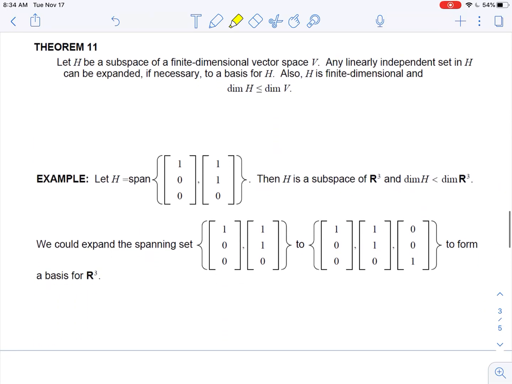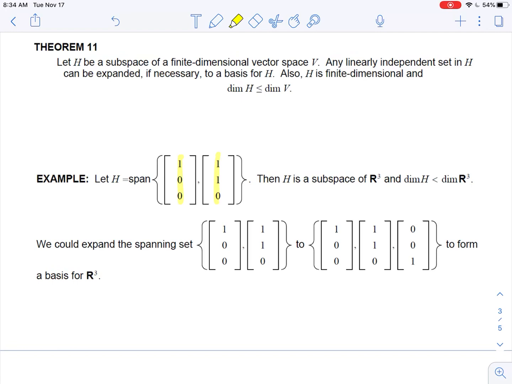Okay, so let's take a quick look at this. What is this talking about? Let H be the span of these two vectors, 1, 0, 0 and 1, 1, 0. Then H is a subspace of R3 based on the number of entries in each of those column vectors. The dimension of H is less than the dimension of R3. The dimension of R3 is 3, but the dimension of H is simply 2 because it only has two vectors in its span, and those two vectors are independent.